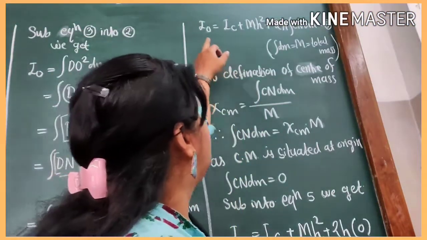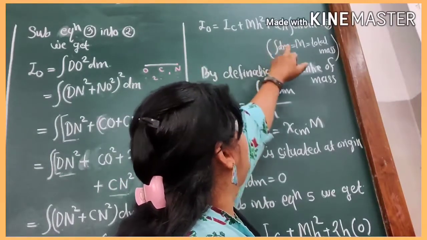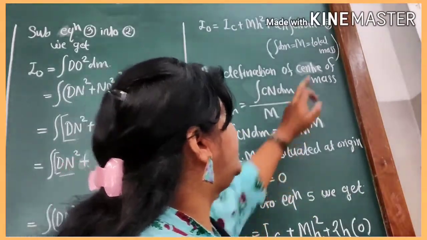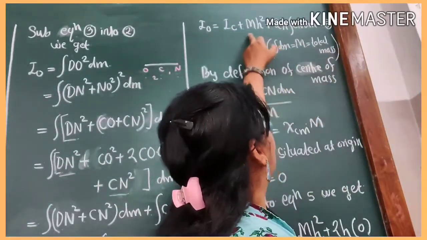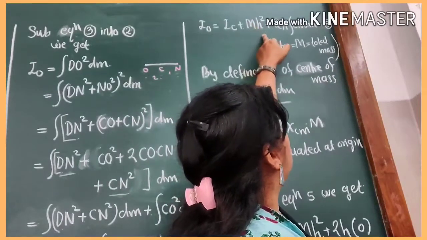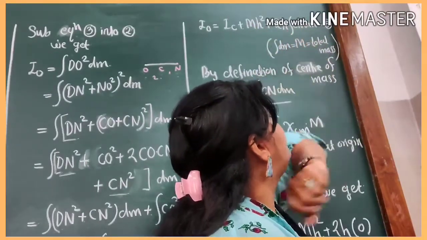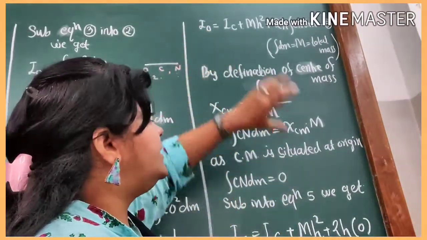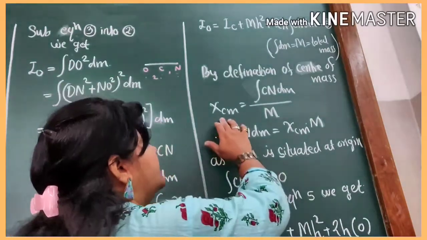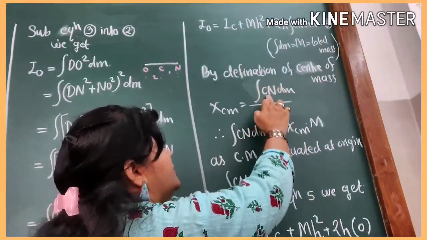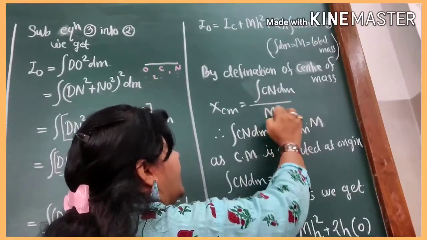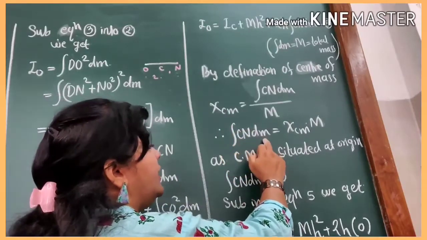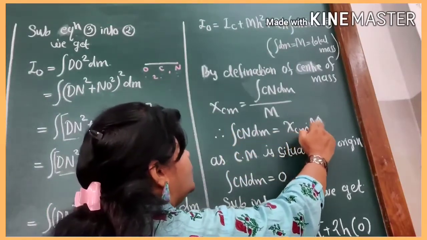Now in this equation, I_O is equal to I_C plus the integration of dm, which is equal to the capital M. We are substituting here the total mass of the body. That's why the equation becomes M h square plus 2h integration of CN into dm. This is equation number 5. Now by the definition of the center of mass, the x coordinate is x_CM equal to the integration of CN into dm divided by the total mass capital M. After that, the integration of CN into dm is equal to x_CM into M.